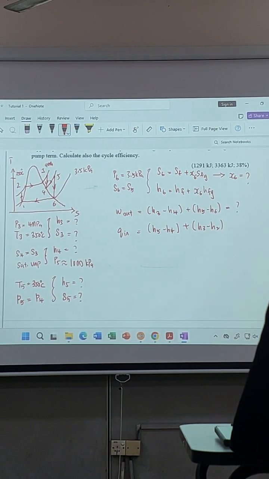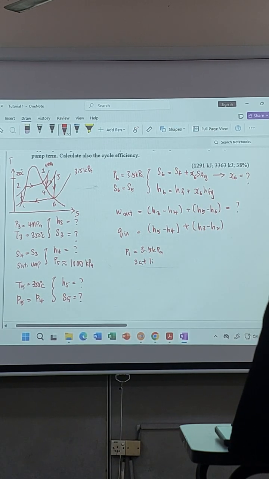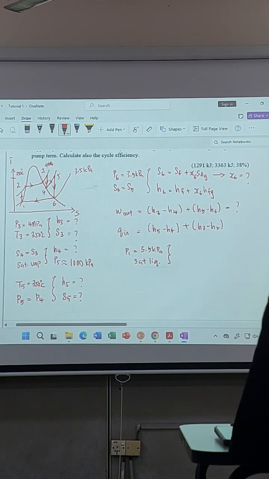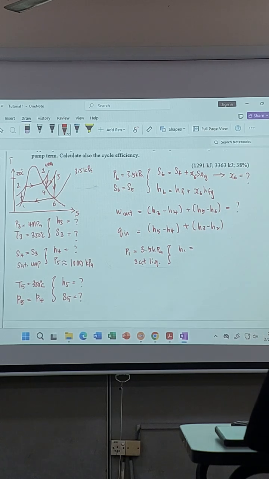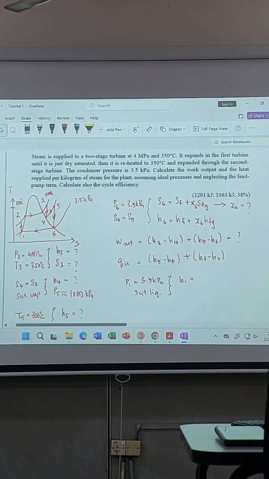Yeah, so we look at this one first. P1 is 3.5 kilopascal. This one you can take the exact value from the previous question. You get H1. But how about H2? How do we get H2? Wrong. Look at the question.